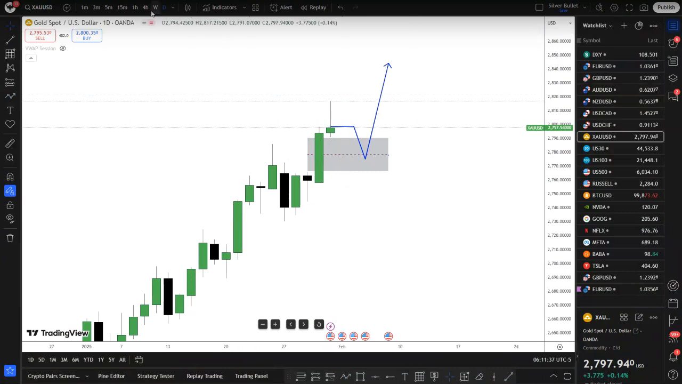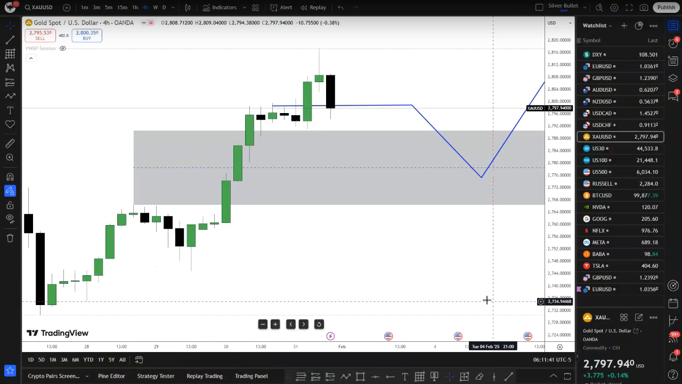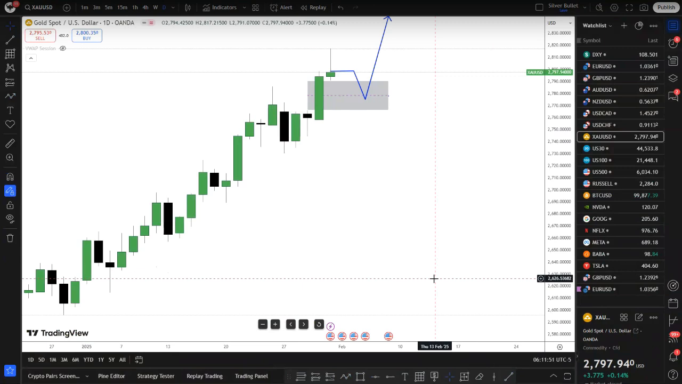We are bullish. I'm simply expecting what? A continuation to the upside. Let's look at this on a 4-hour chart. Nothing much. We only have some sell side liquidity to sweep below this low here into this fair value gap before we can continue to the upside. So this will be the case on gold.